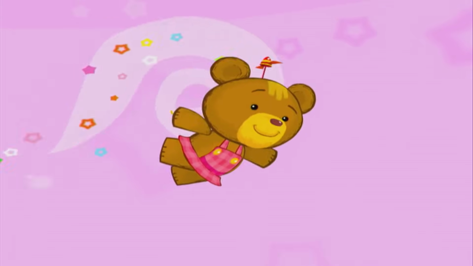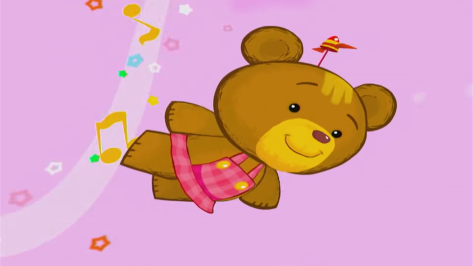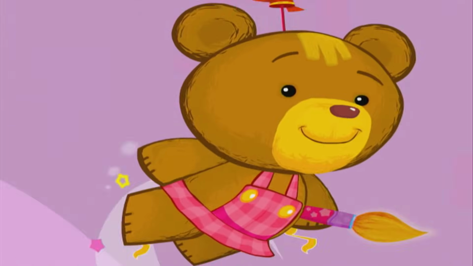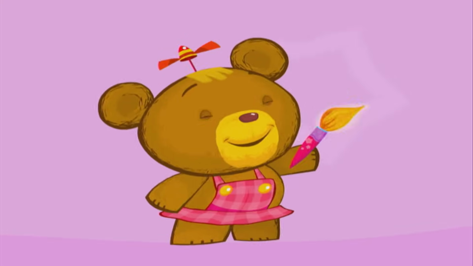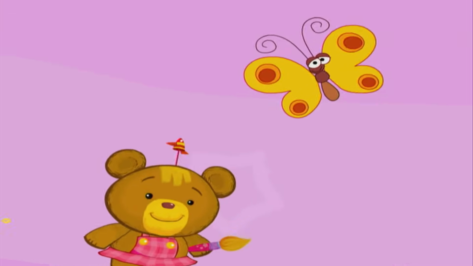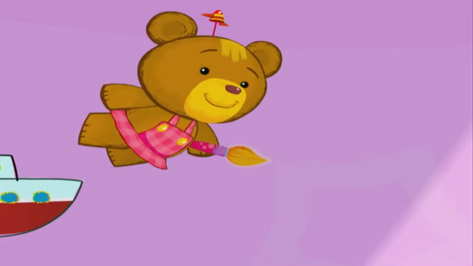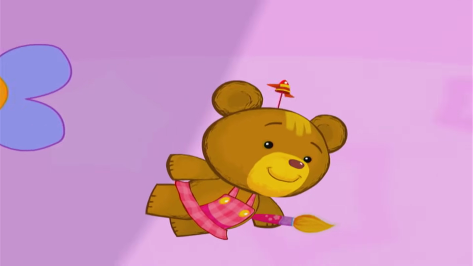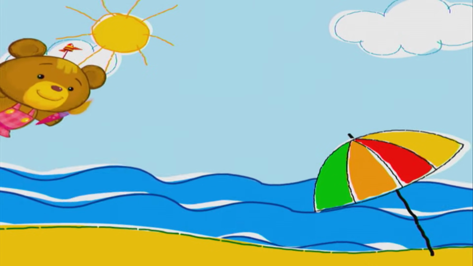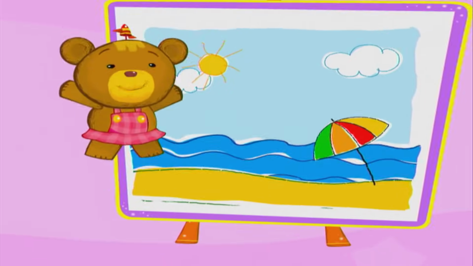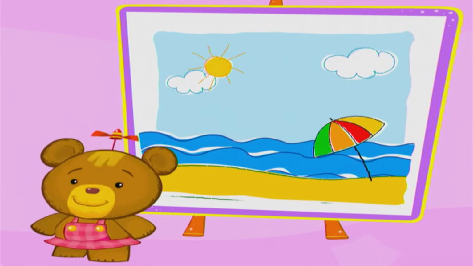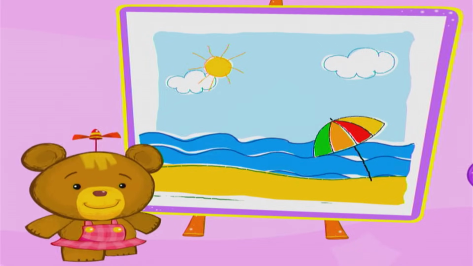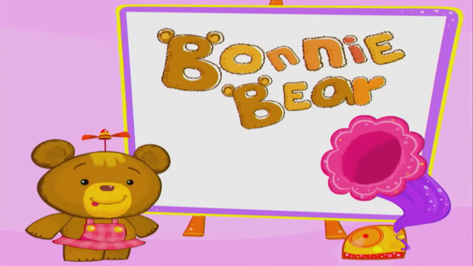Listen to the sounds as they fill the air. Bonnie's magic brush will take us there. Oh dear Bonnie Bear, let's all play the listening game every day. Listen to the sounds as they fill the air. Pictures come alive, can you see them there? Oh dear Bonnie Bear, let's all play the listening game every day. Listen to the sounds. Listen to the sounds and play. Bonnie Bear.